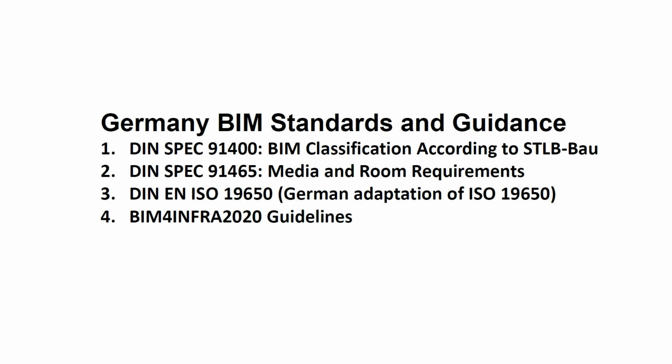1. DIN SPEC 91400, BIM classification according to STLB-Bau. Purpose: provide the standardized classification system to connect BIM models with tendering, STLB-Bau, and cost estimation systems. 2. DIN SPEC 91465, media and room requirements. Purpose: classifies media and room requirements in buildings, especially for media-rich environments like schools, hospitals, or studios.